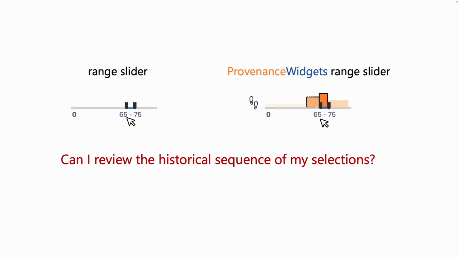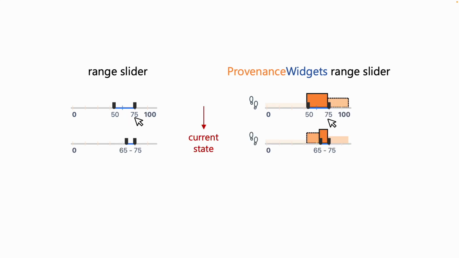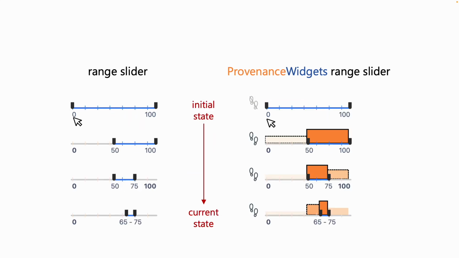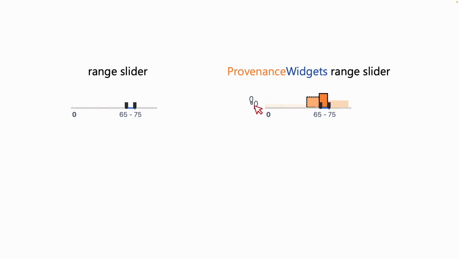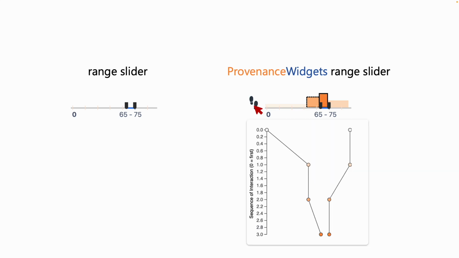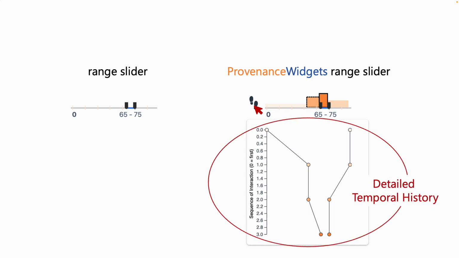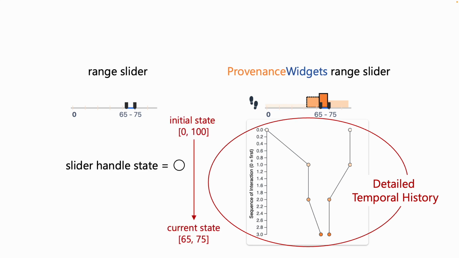I can also review the historical sequence of my selections, or essentially how I reached my current state from the initial state. Let's take a look. So we designed this footprint icon next to the widget that helps toggle between the default aggregated summary view and a detailed temporal history view. This view contains a point line chart showing all selected states between the initial state of 0 to 100 at the top and the current state of 65 to 75 at the bottom. And color is once again mapped to recency.